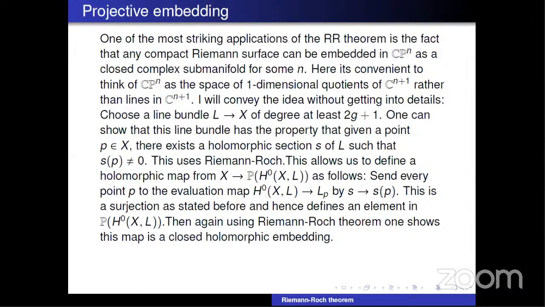Then one has to prove that this is a closed embedding, which means one has to prove two things: that this map separates points, different points go to different points, so it is injective, and that this map separates tangent vectors. That means it is differentially injective. So that is enough to prove that it's an embedding.